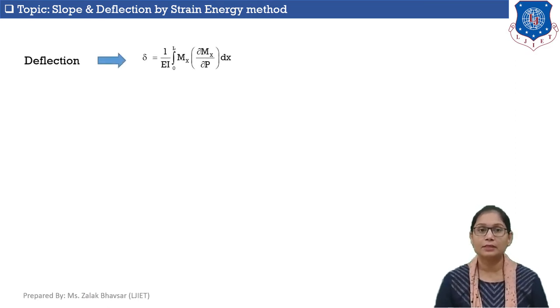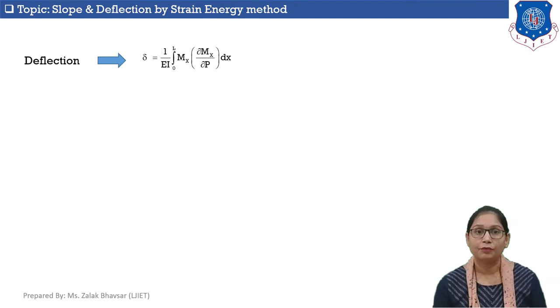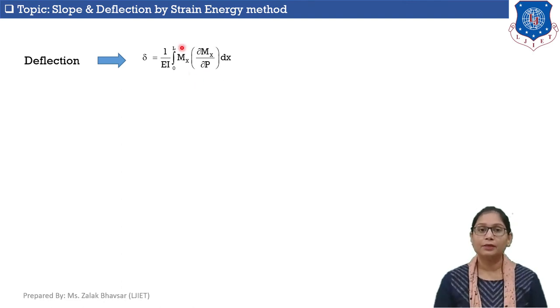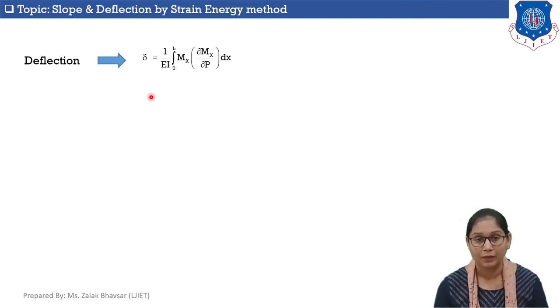Here this is the equation to calculate deflection at a given point. Deflection delta is equal to 1 upon EI integration of Mx into del Mx by del P dx. Here the limit will be 0 to L. We will use this equation to calculate deflection at a particular point in a beam.